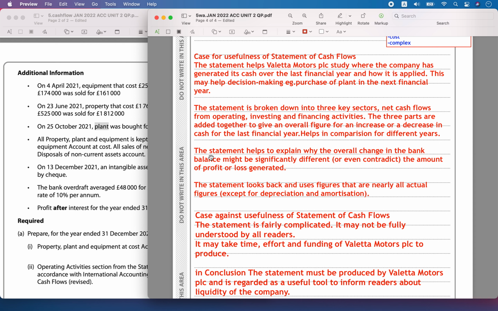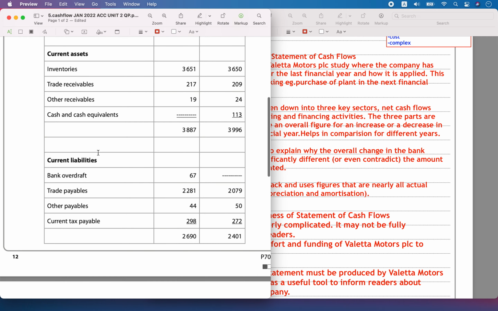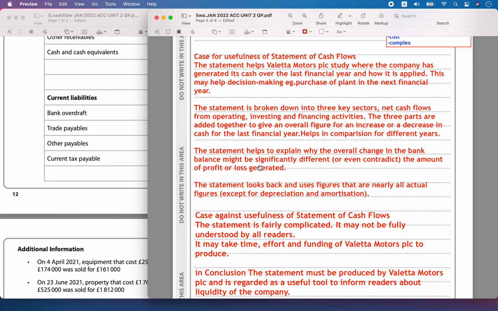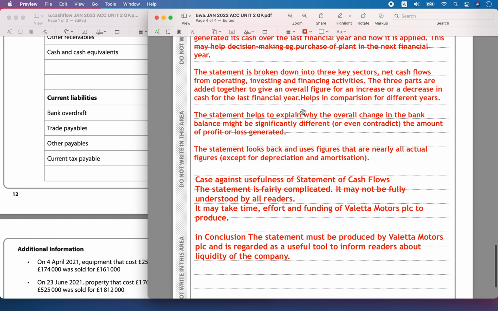Then the statement helps to explain why the overall change in the bank balance might be significantly different or even contradict the amount of profit and loss generated. So if there is a bank balance, which is positive or negative, then it will also explain the cash transactions that have happened. And usually the profit or the loss generated might be very different from the bank balance. So it also helps you to understand the bank balance.